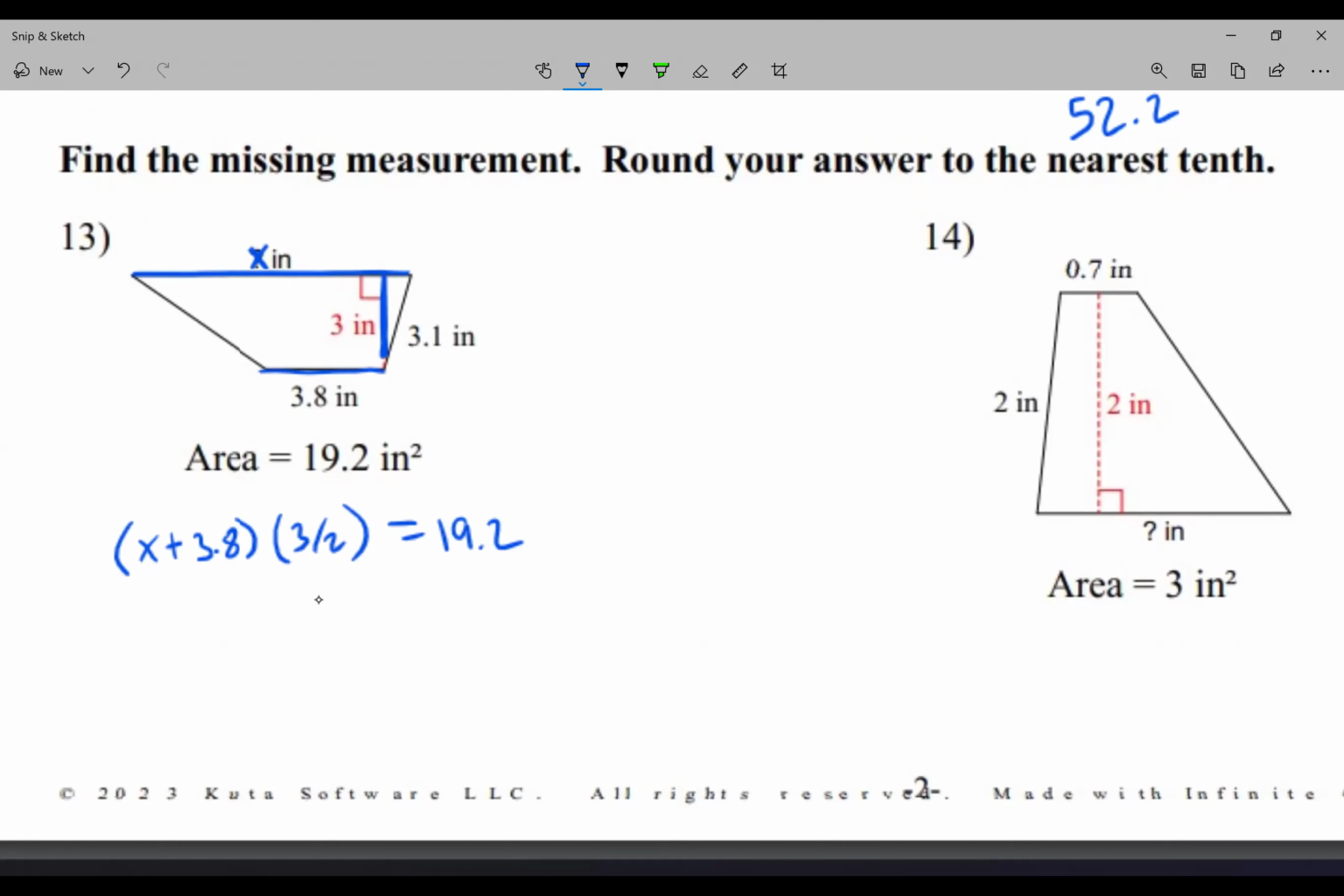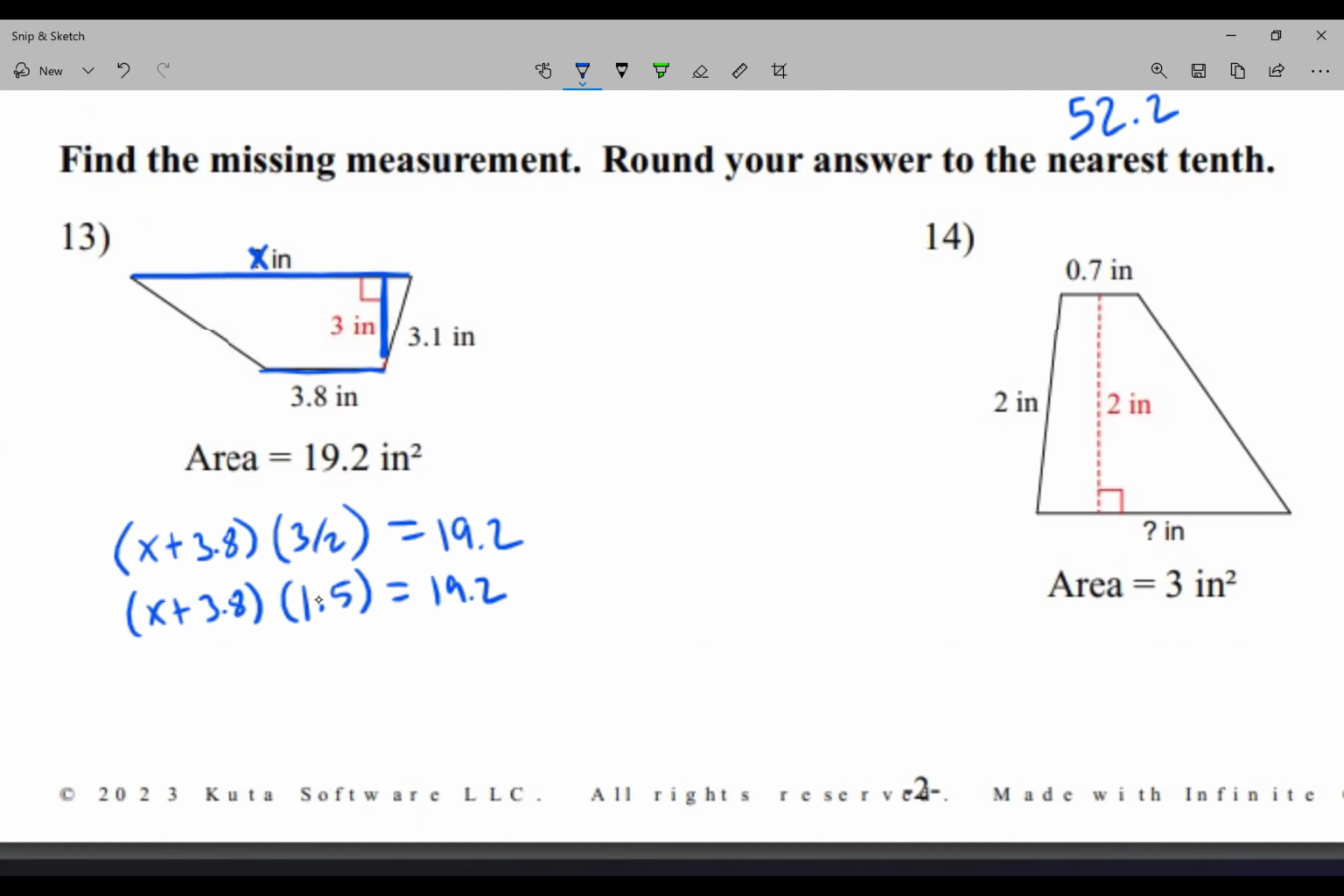Okay, my first parentheses, X plus 3.8. Nothing I can do, right? I cannot combine that. So I'm just going to call it X plus 3.8. My second parentheses, 3 divided by 2 is 1.5. And this is equal to 19.2.